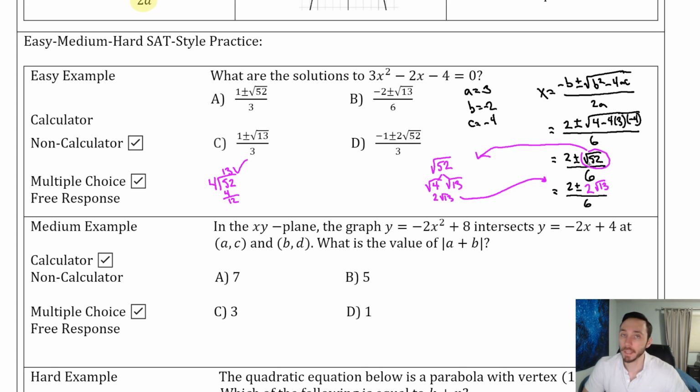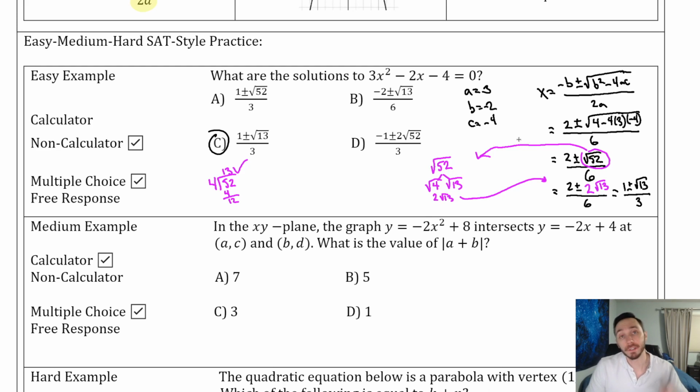Can I do some simplification here? I sure can. 2 over 6 is a third. So just remember to divide this 6 by both your terms here. So this is going to be 1. 2 over 6 is 1 over 3. Plus or minus, the 2 over 6 here also reduces. There are 2 terms in this numerator. So it'll be plus or minus root 13. And this is going to be all over 3. So do I have a 1 plus or minus root 13 all over 3? I sure do, and it's C.